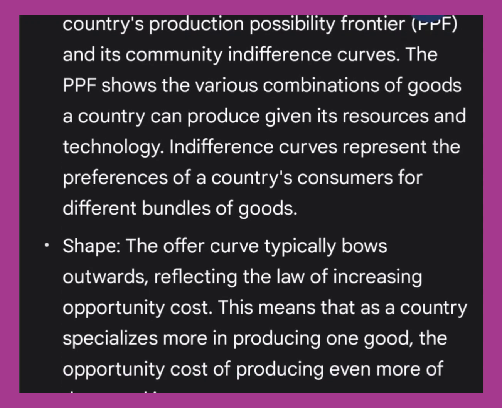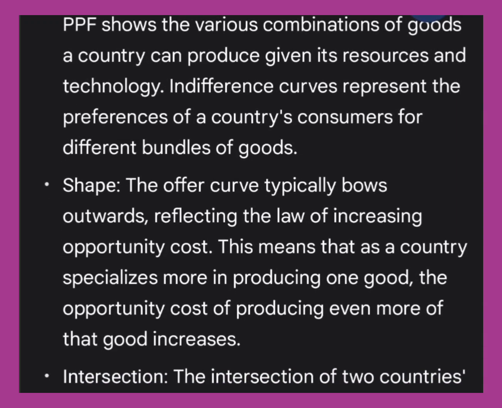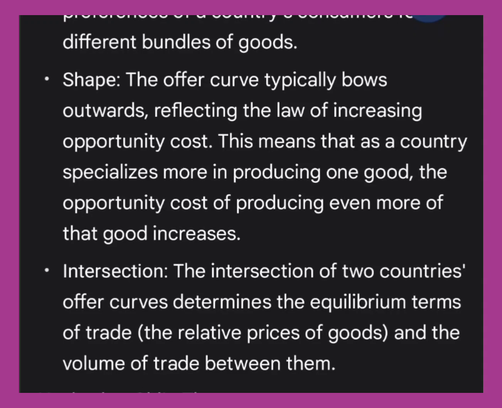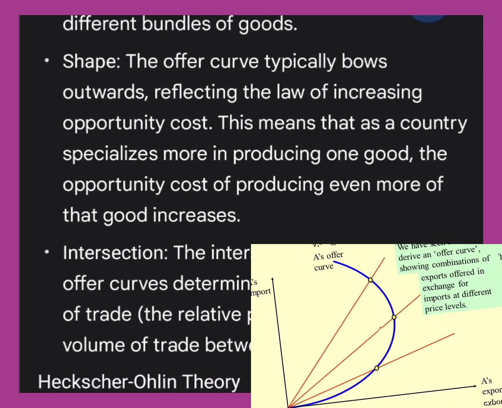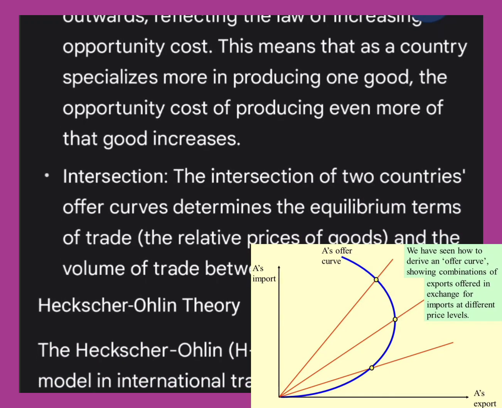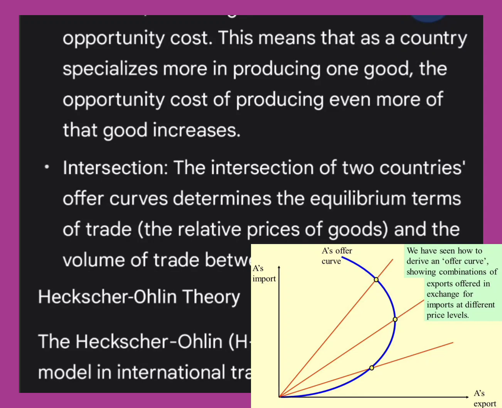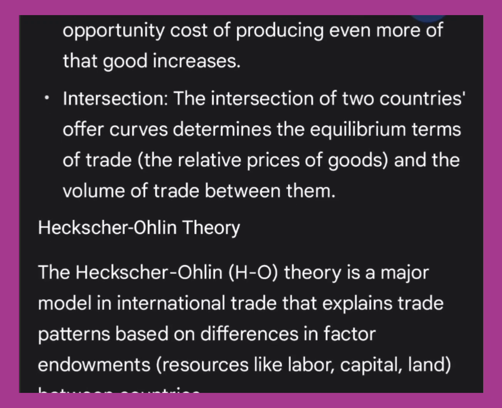The PPF shows the various combinations of goods a country can produce given its resources and technology. Indifference curves represent the preferences of a country's consumers for different bundles of goods. Shape: the offer curve typically bows outwards, reflecting the law of increasing opportunity cost. This means that as a country specializes more in producing one good, the opportunity cost of producing even more of that good increases. Intersection: the intersection of two countries' offer curves determines the equilibrium terms of trade, the relative prices of goods, and the volume of trade between them.